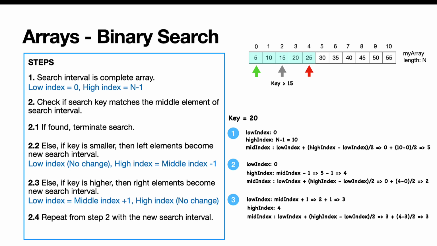Now let's go back to the array and mark our new indices. So low index is now index 3. High index remains the same, which is index 4. The new middle index is index 3. Element at index 3 is 20, which is equal to our search key. So we return index 3. This concludes the first example, in which we successfully found the search key that is on the left side of the array.